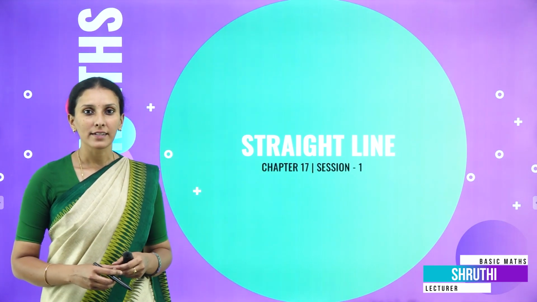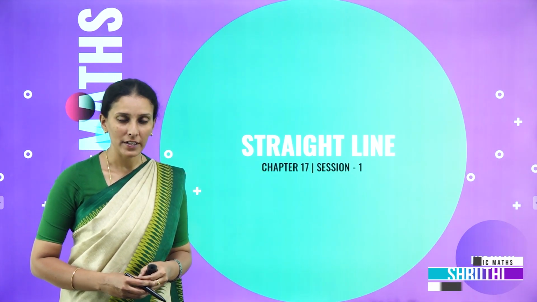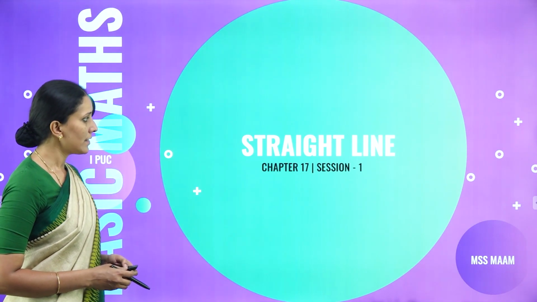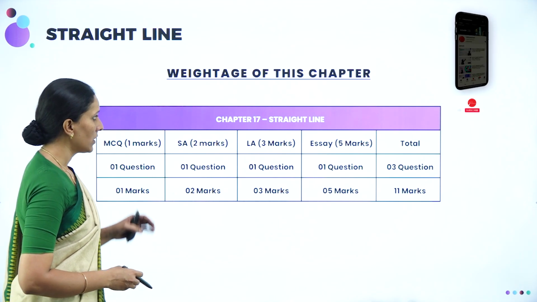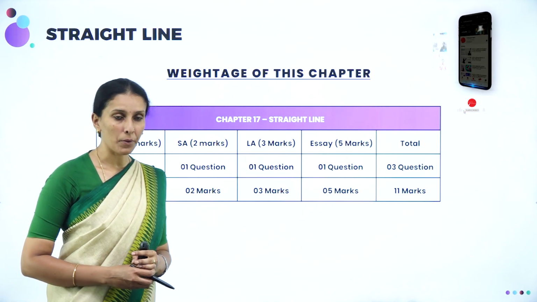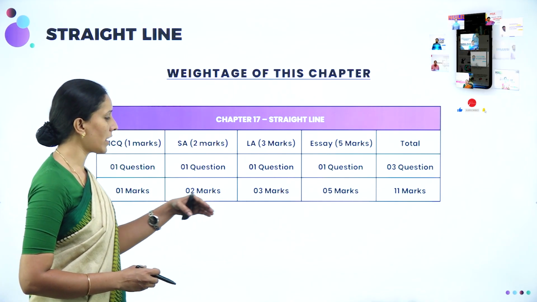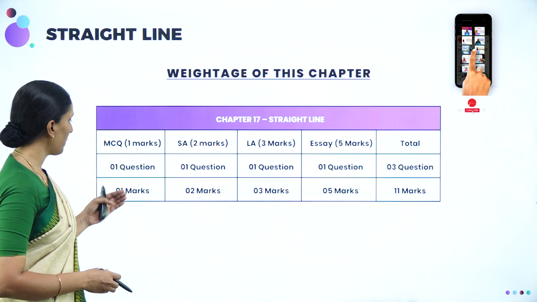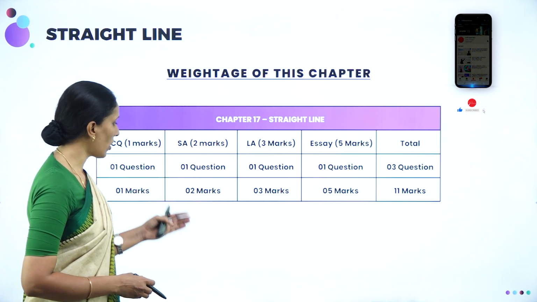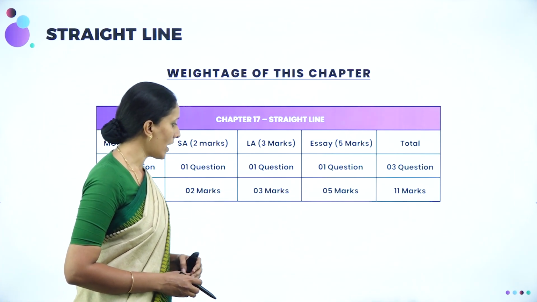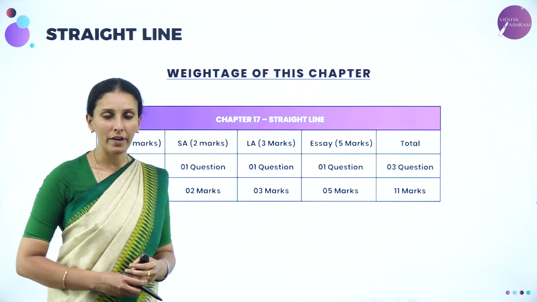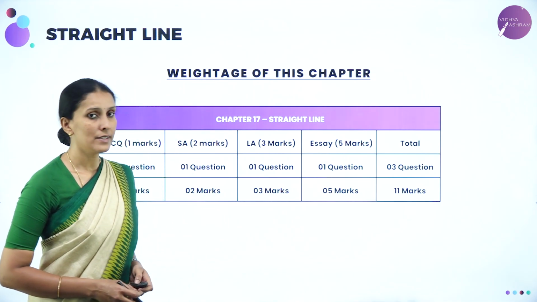So today we are discussing the last chapter of first PUC Basic Mathematics, that is straight lines. Let us see the weightage of this chapter. The chapter on straight lines is very important because you will get all types of questions under each section in your question paper. That is, you will be getting one MCQ, one short answer for 2 marks, one long answer for 3 marks and one essay type question for 5 marks. Overall, 11 marks for this chapter.